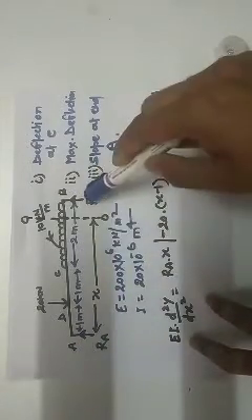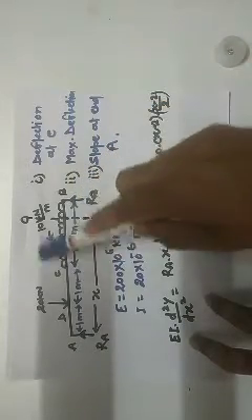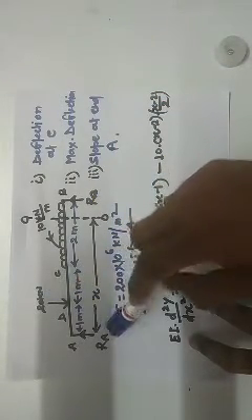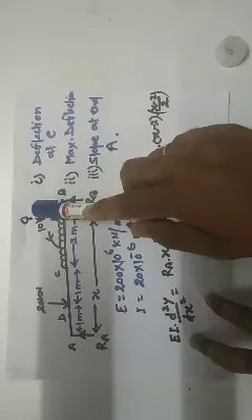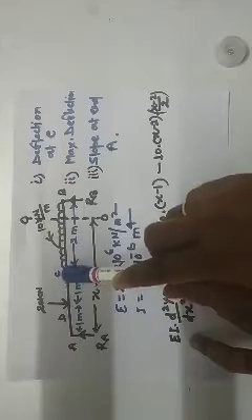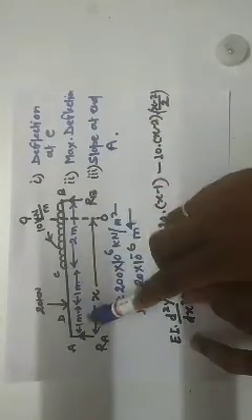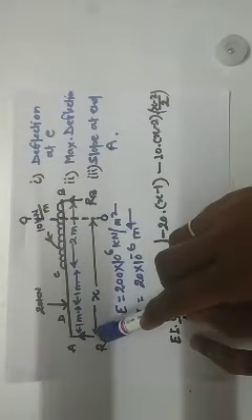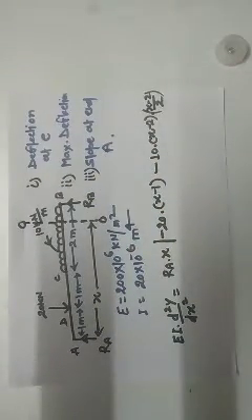So reactions RA equal to RB will be equal to 20 plus 20 by 2. That means each support carries 20 kilonewton, because the magnitudes of these point loads are the same and they are equidistant from the supports. There is no other load, so half of the total load is shared by each support. Half of 20 plus 20, that is 40 by 2, is 20. So RA equal to RB is 20.